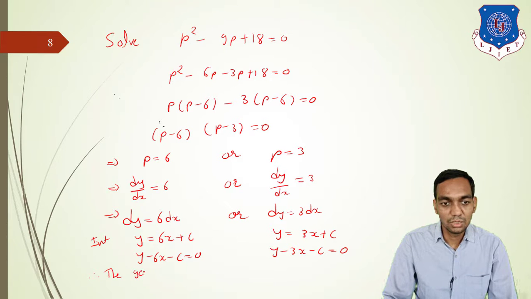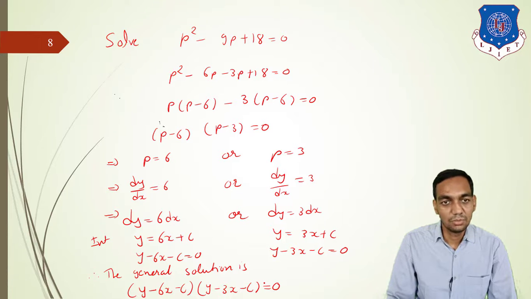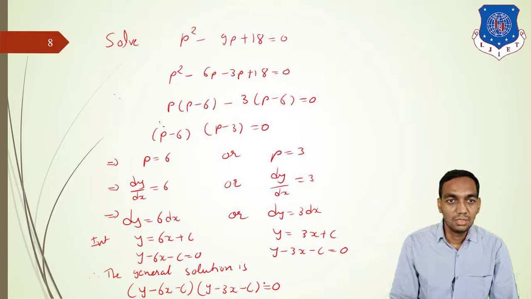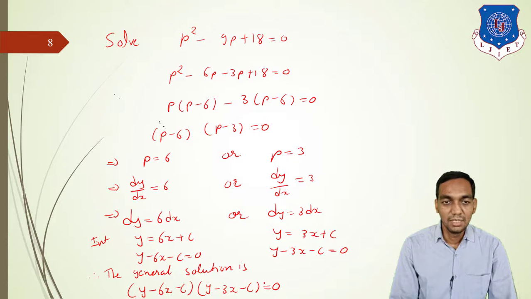the general solution is y minus 6x minus c into y minus 3x minus c is equal to 0. Okay. So this is the method to solve the equation solvable for p. But here it is necessary that the polynomial must be factorizable in the form of p. Otherwise, you cannot apply this method.